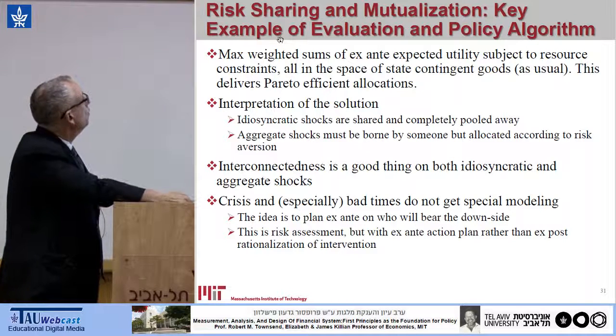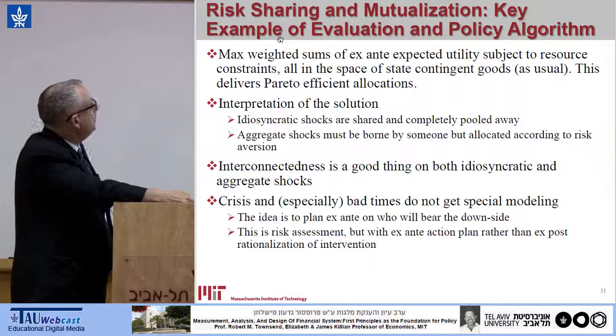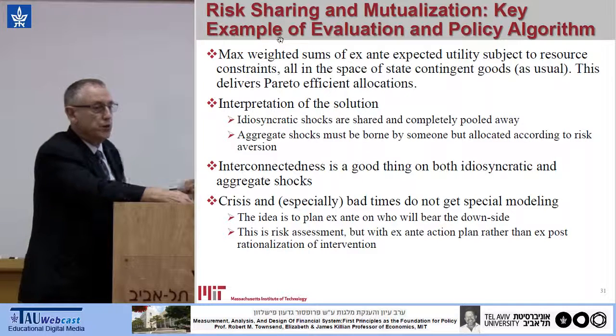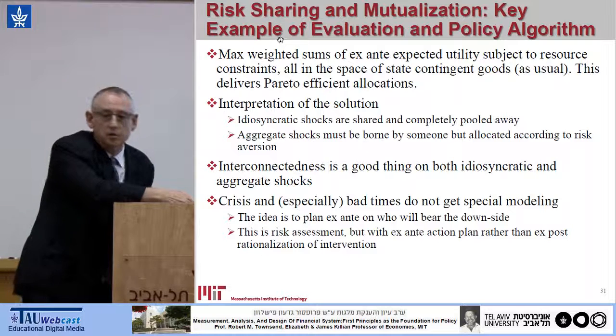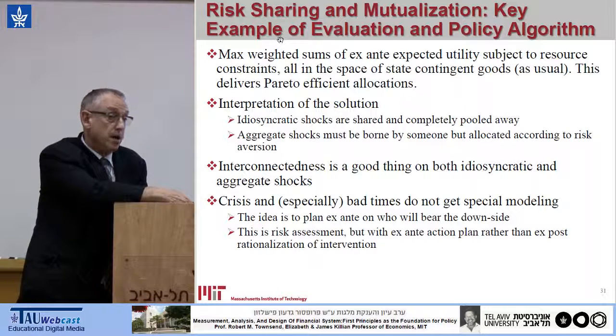So you can maximize the weighted sum of utilities of households and derive pretty quickly something called the risk sharing rule. There are two parts of it. One, idiosyncratic shocks should be shared. In fact, if they are shared optimally, they completely dissipate.